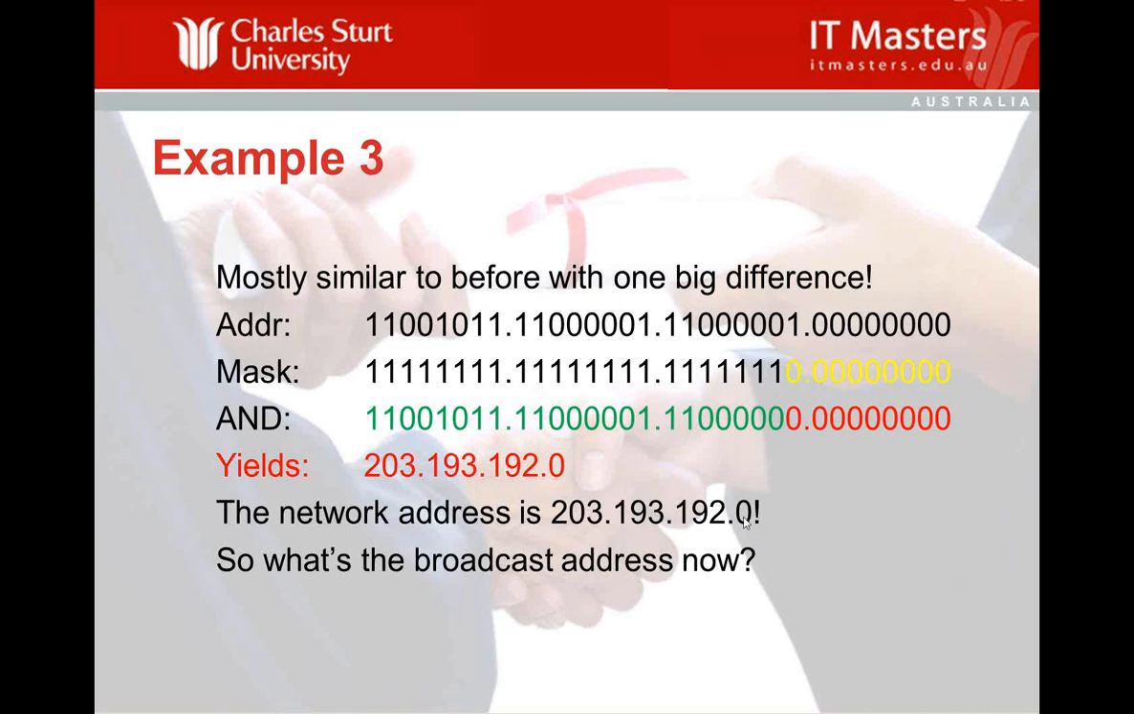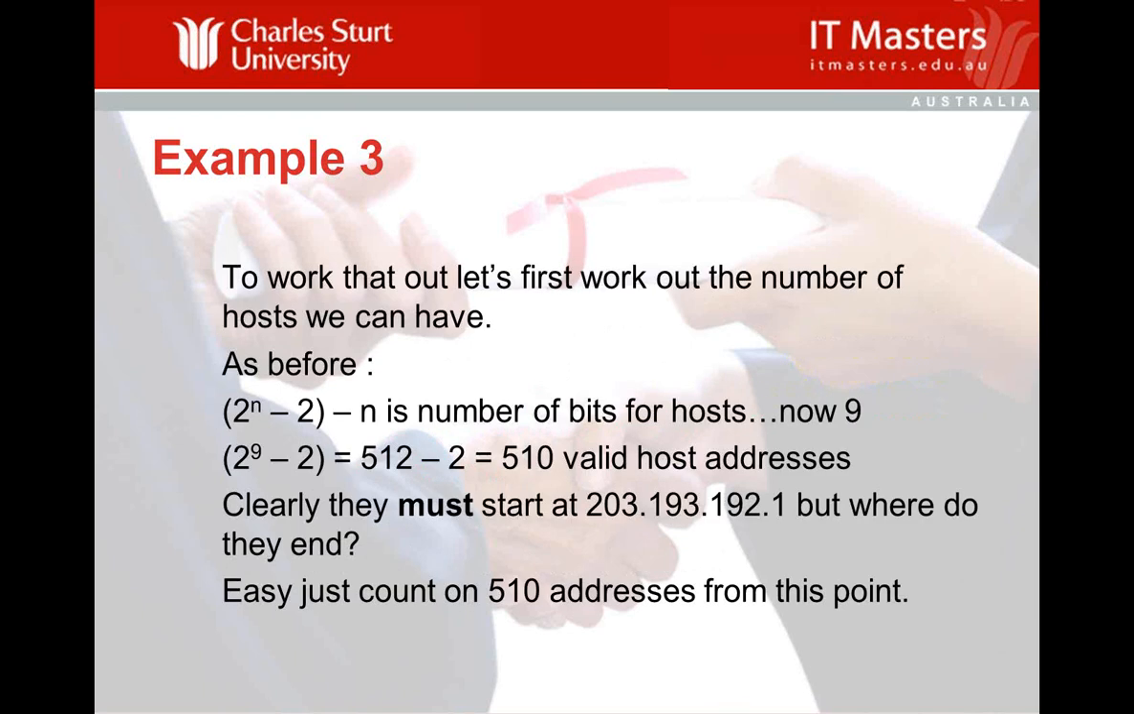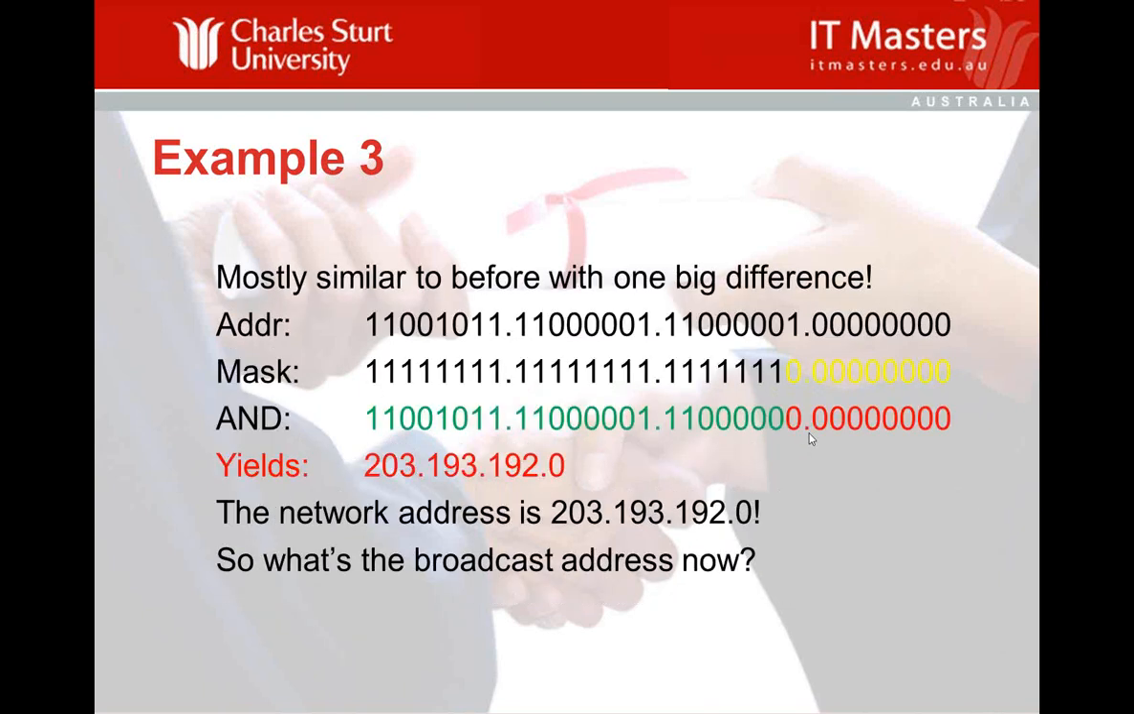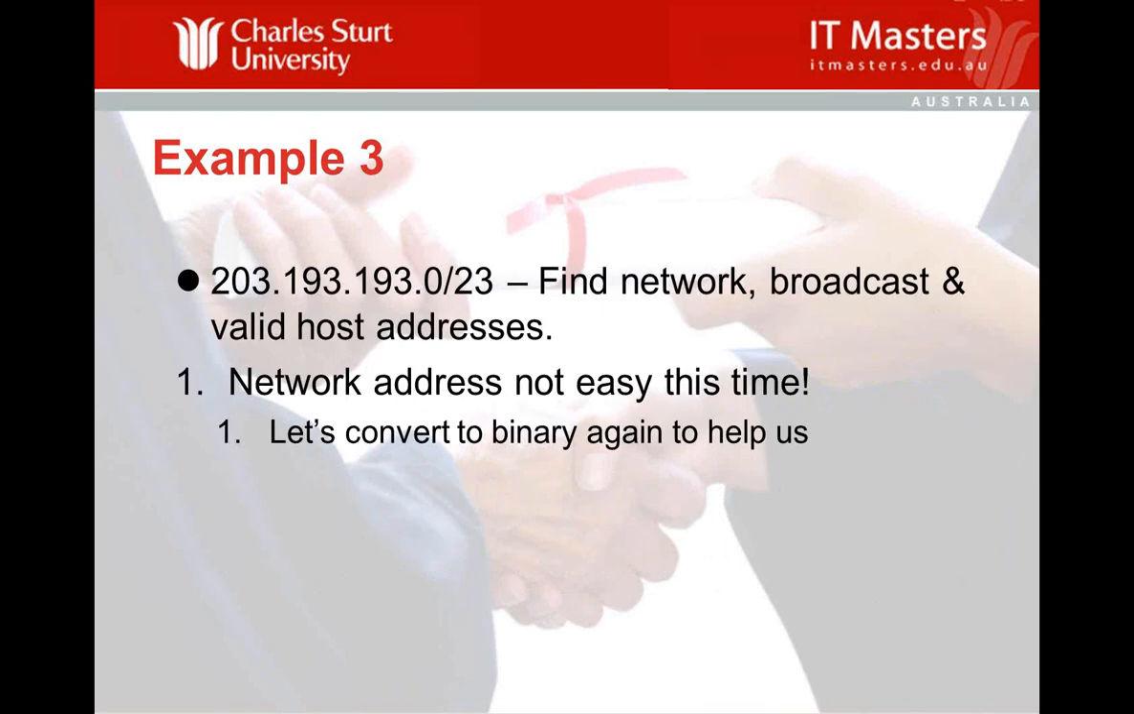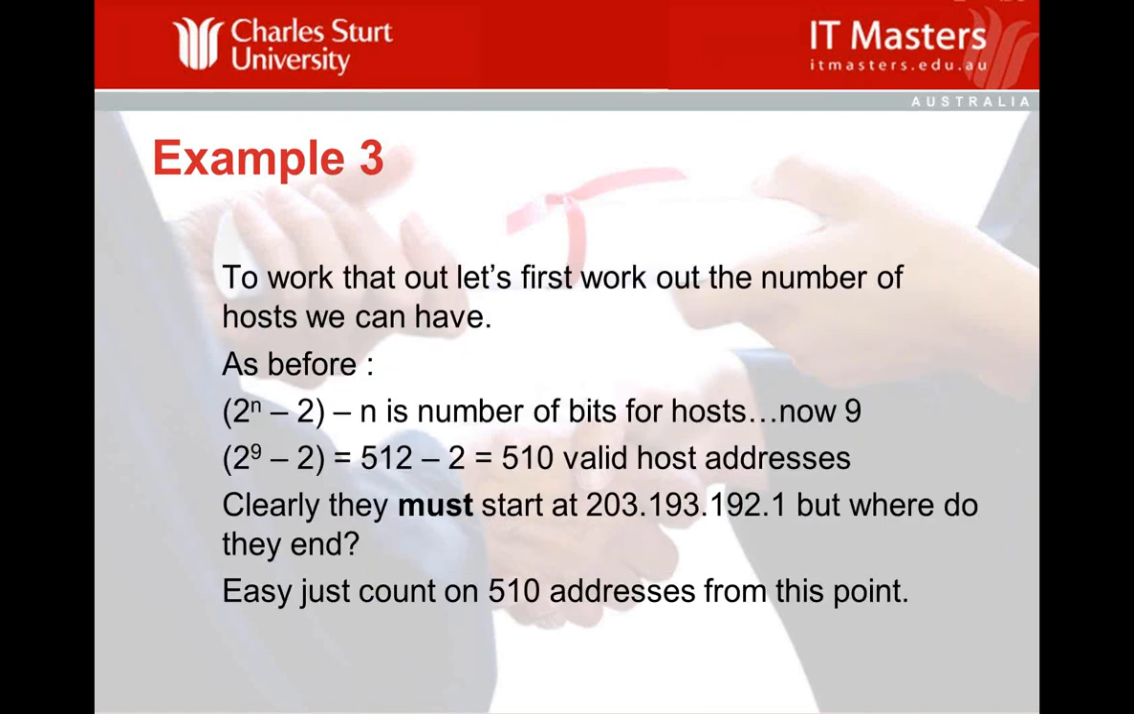So now, what is the broadcast address? To work that out, let's first work out the number of hosts we can have. As before, 2^n minus 2, where n is the number of bits per host. Now it's 9, because remember we're using 23 bits for our network address. That means there's 32 in total, so there's got to be 9 for use for hosts. So we add it up. 2 to the power of 9 minus 2 gives us 512 minus 2, gives us 510 valid host addresses. Clearly, they must start at 203.193.192.1, but where do they end?